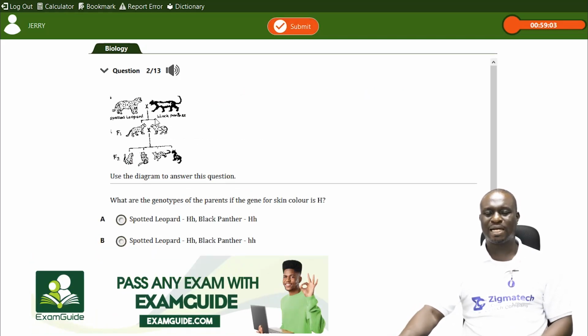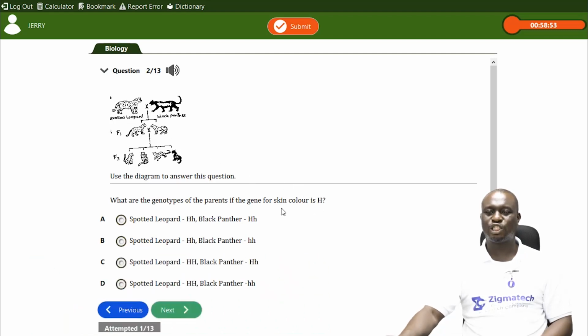Look at this. These are animals. They said, what are the genotypes of the parents if the gene for skin color is H? Now, spotted leopard, is it big H, small h? And then black panther, is it small h? We have spotted as small h, big H, small h, and this one.